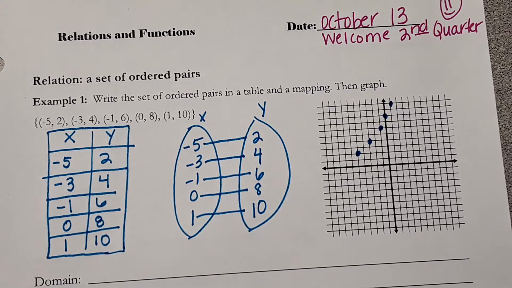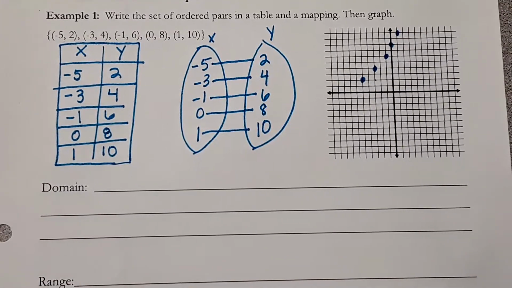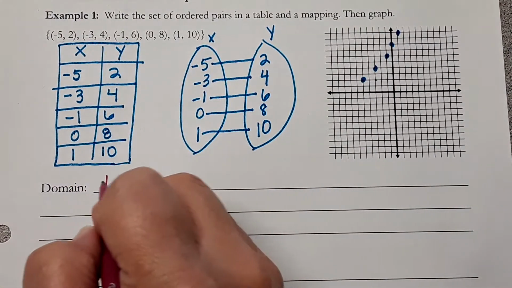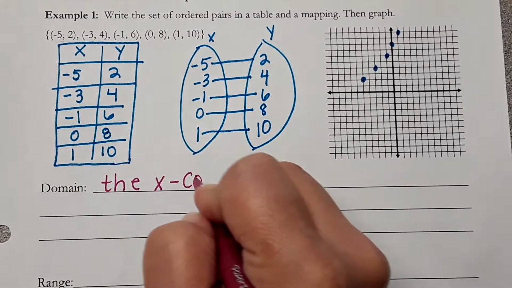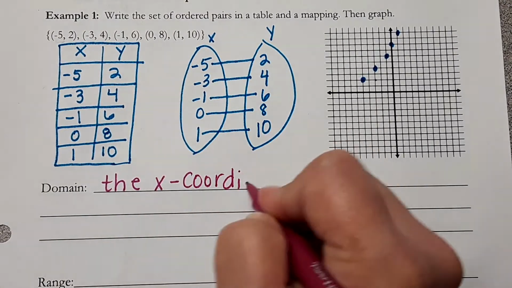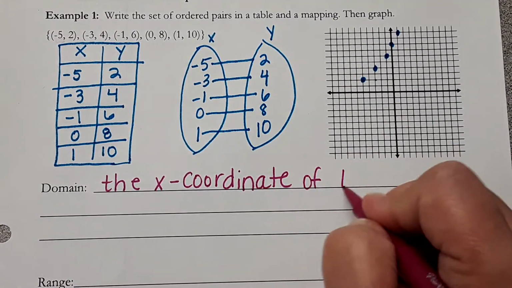Now, a relation, a set of ordered pairs, always has a domain and range. See how there's lines? Because we're going to define what the domain is. The domain is the x-coordinate of the ordered pair.